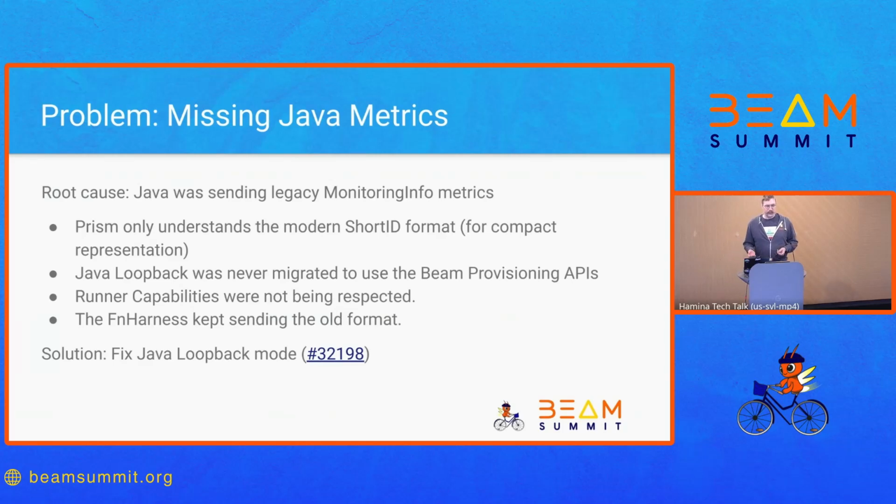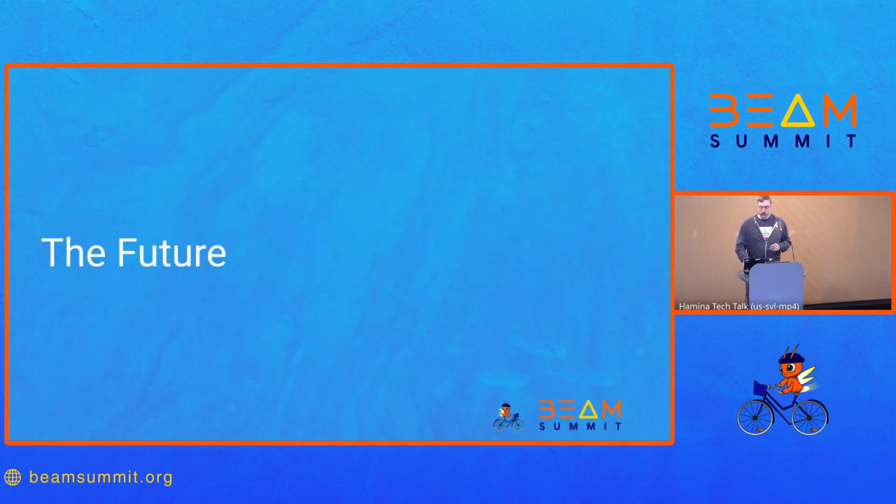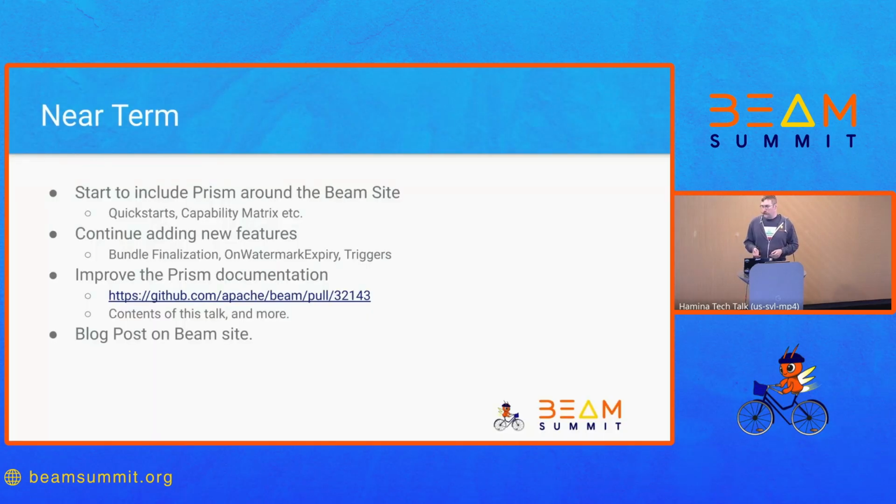It turns out that the Java loopback mode, the external worker service as it's technically called, was never migrated to more modern provisioning APIs, which meant it never acknowledged or respected the runner capabilities that were reported by the runner over the Fn API. So I had to actually make a fix to the Java SDK in order to get this working.